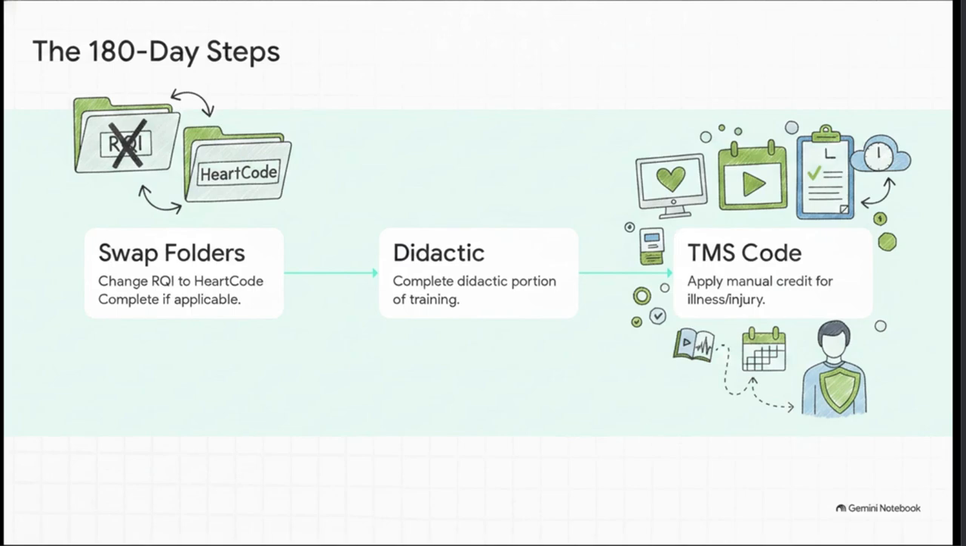To make this super clear, here are your exact steps at the 6-month mark. Step 1, swap out those folders if they were in RQI. Step 2, make sure the employee finishes their computer training for Heart Code. And remember, a waiver only pauses the physical skills test, not the computer learning part. They still got to do that. Then, step 3, after the computer part is completely done, you just keep recording that same 60-day illness code we talked about earlier. That tells the system they're still excused from the physical test.